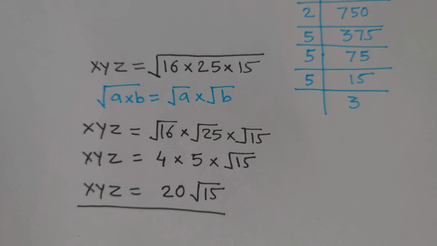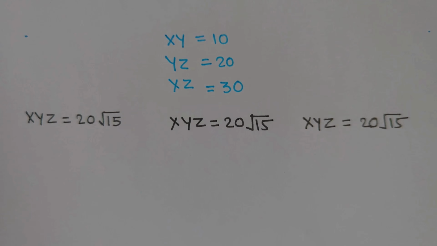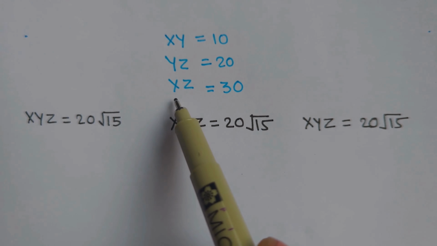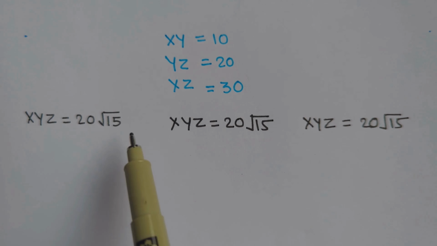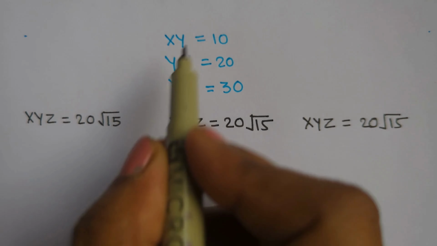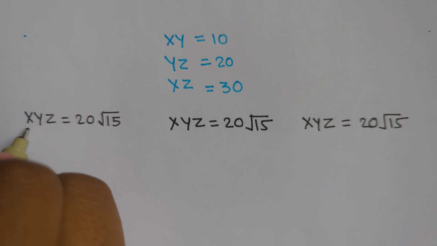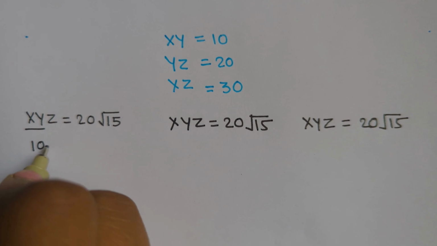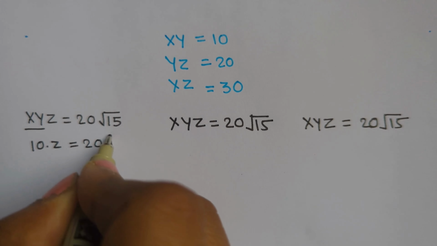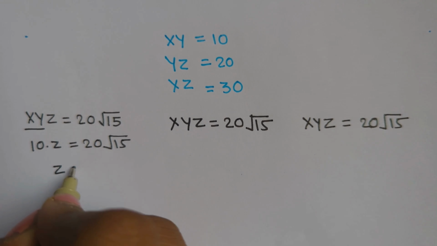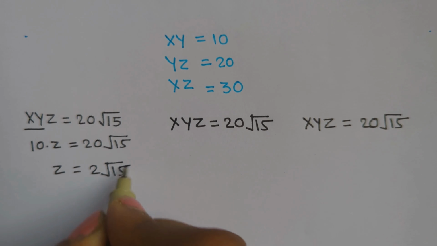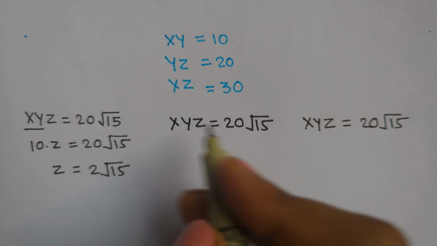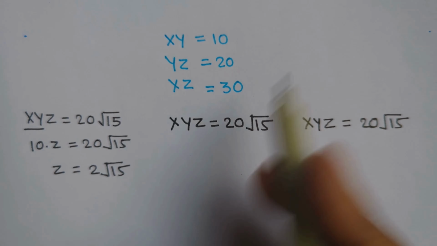We have been asked the value of x plus y plus z. So these are the three values that we know from our problem statement, and I have written the value of xyz that we found just now at 3 places. Let's put the value of xy as 10 here, which would be 10 into z equals 20 square root of 15. So for the value of z, dividing by 10 on both sides, it should be 2 square root of 15.